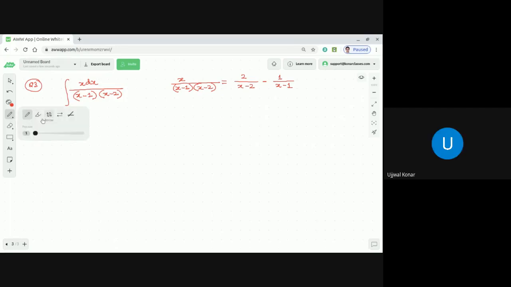Okay, dear students, so how to do this? Here is the process. When the numerator is a linear expression and the denominator is a product of linear expressions, we write this as a by x minus 1 plus b by x minus 2, correct or not, dear students? Where a and b are real constants, they belong to the set of real numbers. So from here, we get x is equal to a into x minus 2 plus b into x minus 1.